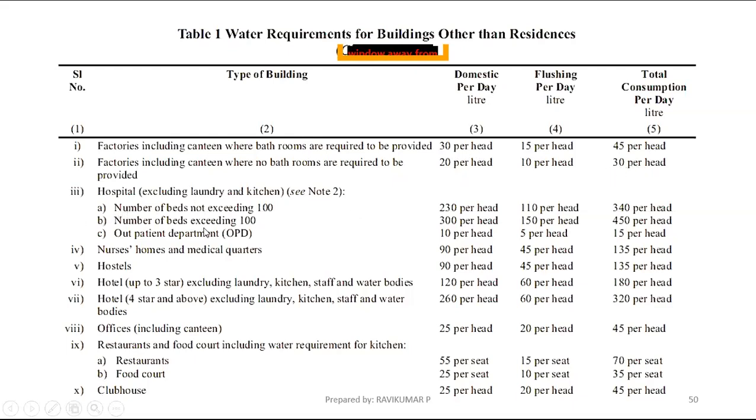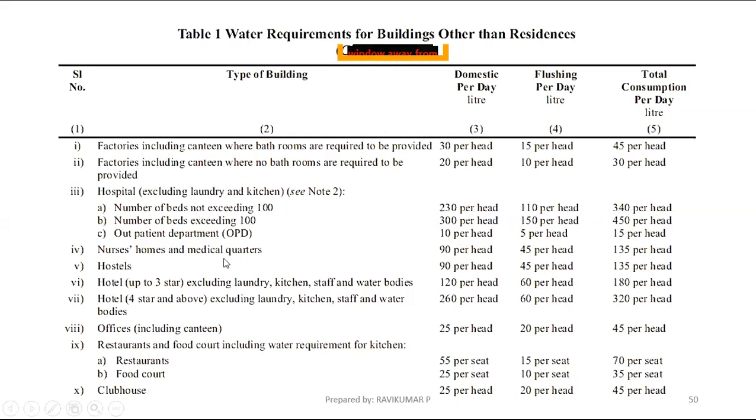Hospital, excluding laundry and kitchen. See note 2. The laundry and kitchen they will take separately. For the hospital with number of beds not exceeding 100, you have to take totally 340 liter per head. In that 340 liter, 230 liter per head for domestic and for flushing 110 liter per head.